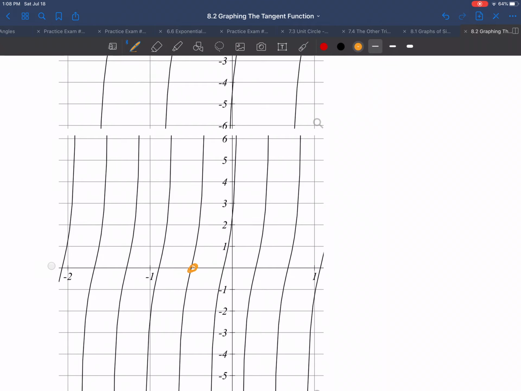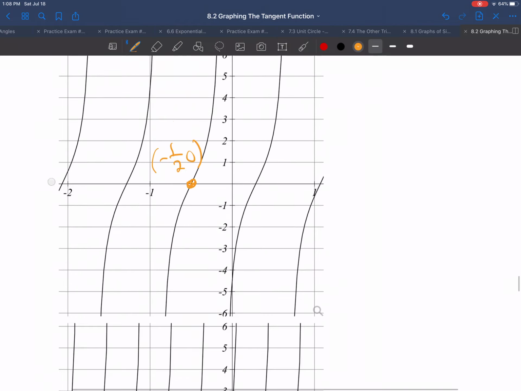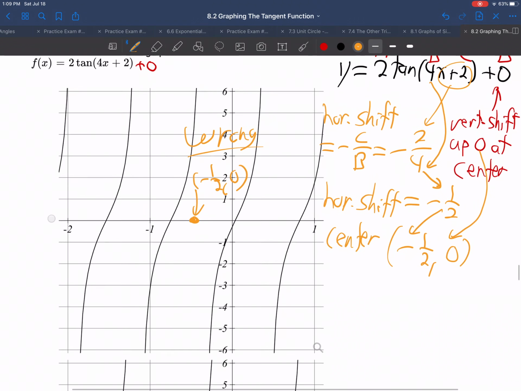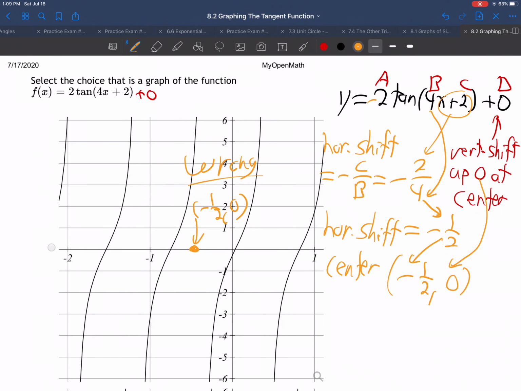And this one's looking good too. Back a half up 0. So those 2 are still in the running. They have the right center point. Back a half up 0. Now, where are we going to go from there? The a is positive. That means positive 2. We don't care about the 2. It's just we care that it's positive.